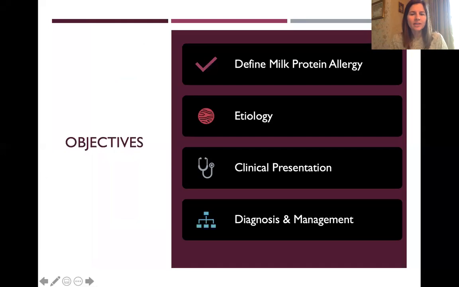So, the objectives today are to define what milk protein allergy is, discuss our current understanding of its etiology, specifically as it relates to milk protein induced proctocolitis, and the clinical presentation of such, and how we diagnose and manage that.